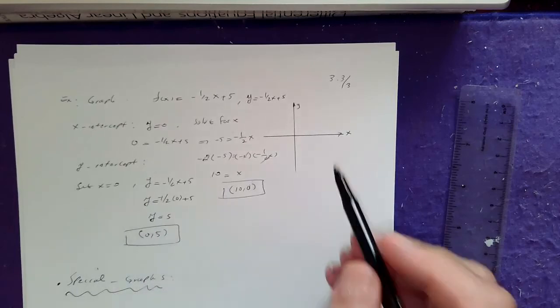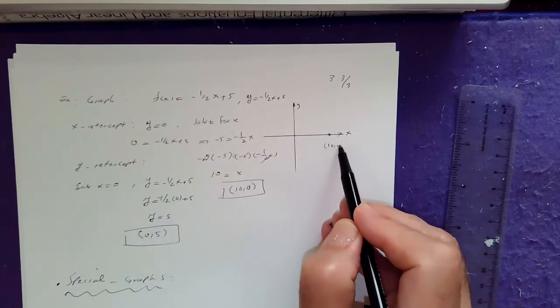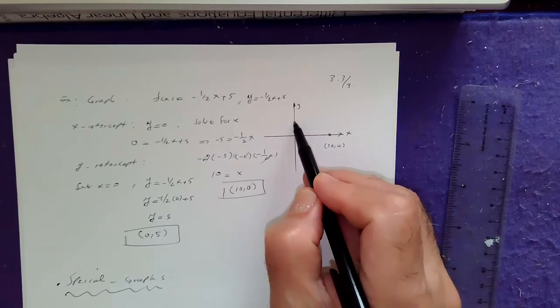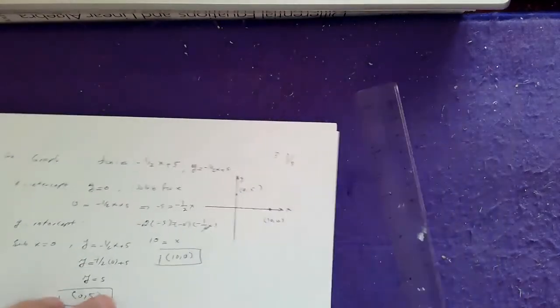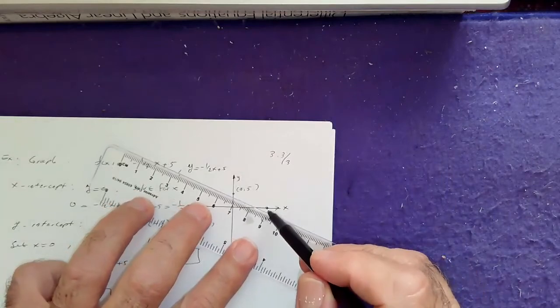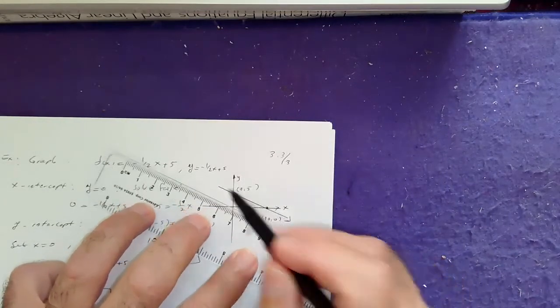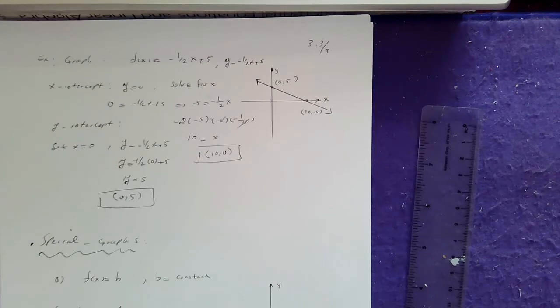Do you see it? So you go over 10 units on the x-axis, up 5 units on the y-axis, connect the dots and continue the line. So there you have it. And once again, rain or shine, the graph is a straight line.